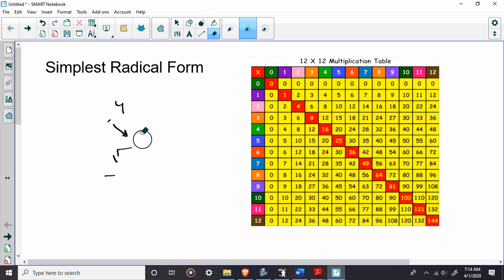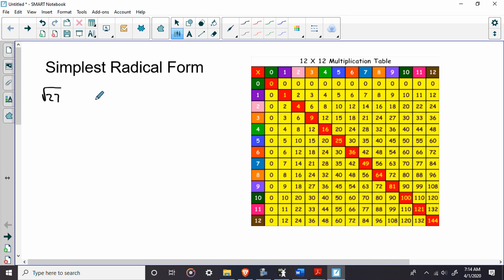Let's do, I don't know, let's do radical 27. We got a couple good ones here. Radical 28. Let's do radical 15. Okay? Okay, now, let's take a look.